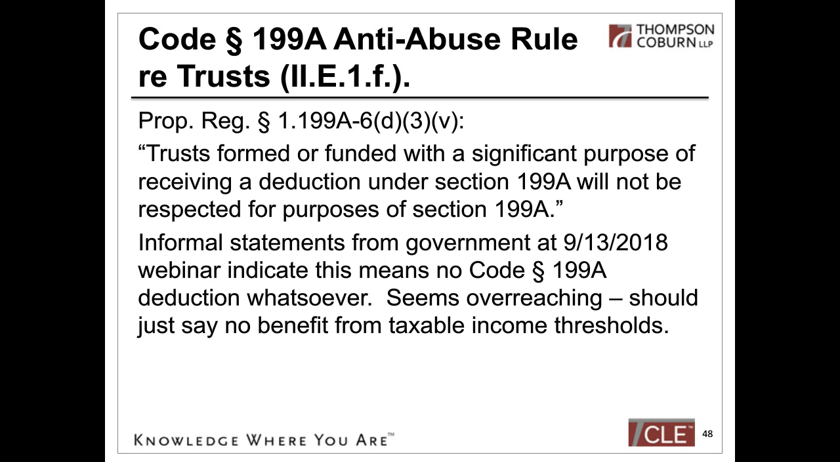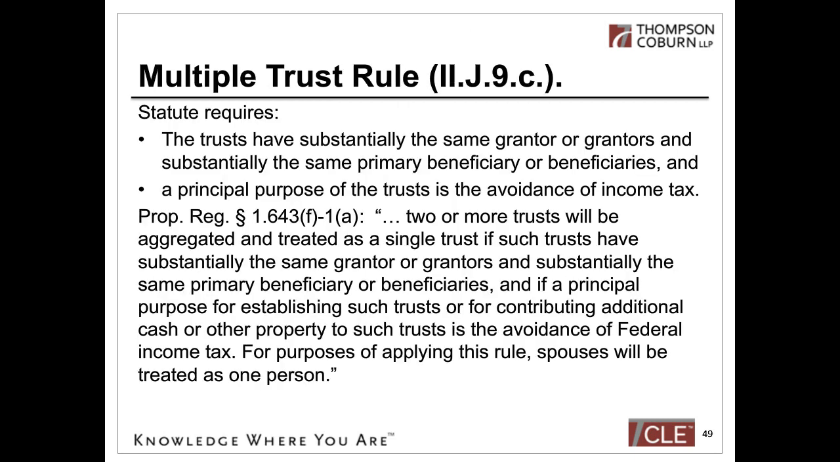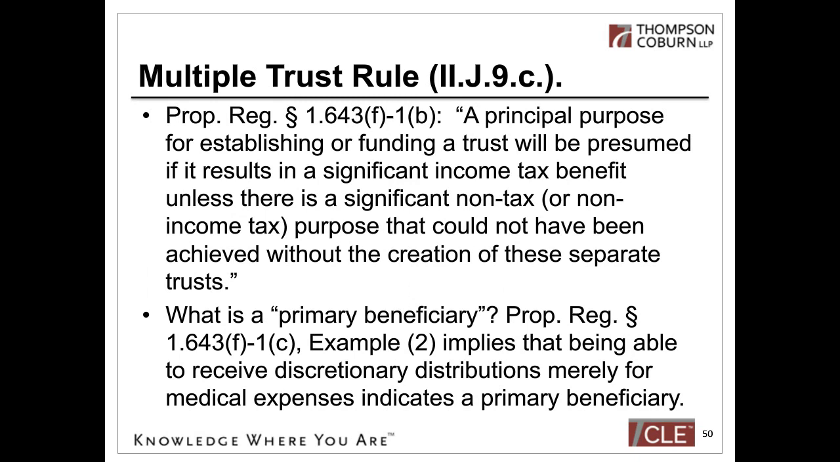Slide 49. The multiple trust rule is very confusing. The statute requires that the trusts have substantially the same grantor and grantors, and a principal purpose of the trust is the avoidance of income tax. The proposed regulations basically kind of mirror this. But then let's go on to slide 50, and what does that principal purpose mean? It says a principal purpose is presumed if it results in a significant income tax benefit.